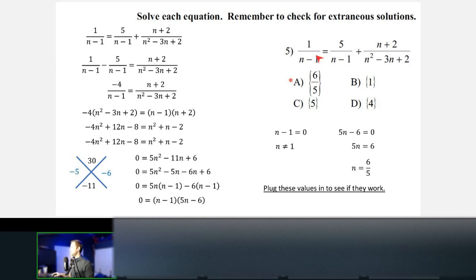Now, I've said this many times. So if we type this in Desmos as you see it here, you hit enter, it will cross the x-axis at 1.2, and 1.2 is 6/5. It doesn't cross at x equals 1. It doesn't cross at x equals 5. It doesn't cross at x equals 4. It will cross at x equals 6/5, which is 1.2.